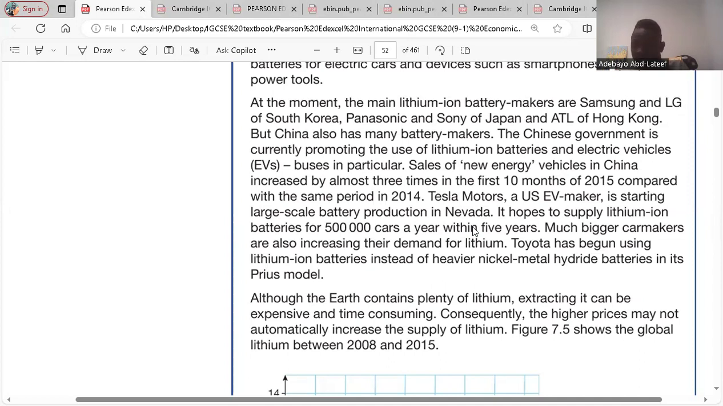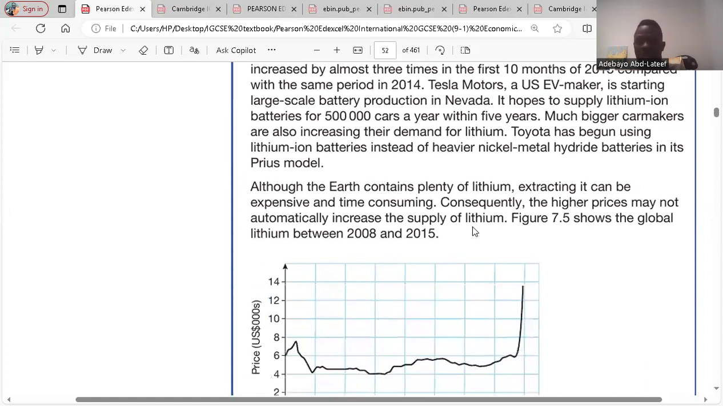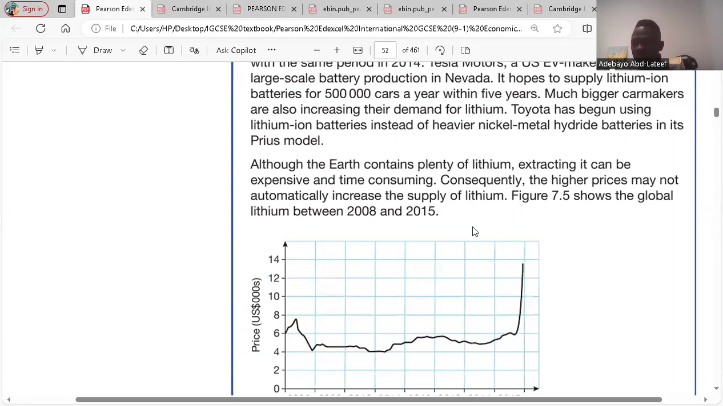Tesla Motors, a US EV maker, is starting large-scale battery production in Nevada. It hopes to supply lithium-ion batteries for 500,000 cars a year within 5 years. Much bigger car makers are also increasing their demand for lithium. Toyota has begun using lithium-ion batteries instead of heavier nickel metal hydride batteries in its various models. Although the earth contains plenty of lithium, extracting it can be expensive and time-consuming. Consequently, the higher prices may not automatically increase the supply of lithium.